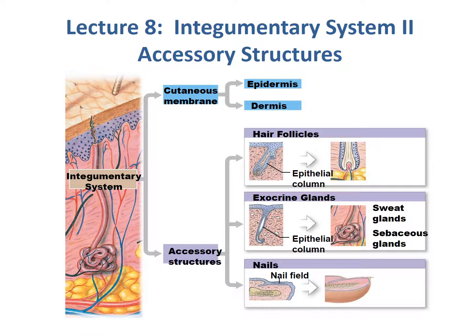Lecture 8, Integumentary System Part 2, Accessory Structures. We finished the last lecture set looking at the integumentary system. Now we'll go through some of the accessory structures in this short lecture series. The integumentary system, remember, is divided into the cutaneous membrane, the epidermis, and the dermis, whereas the accessory structures we'll be looking at will be the hair follicles, exocrine glands, and the nails.